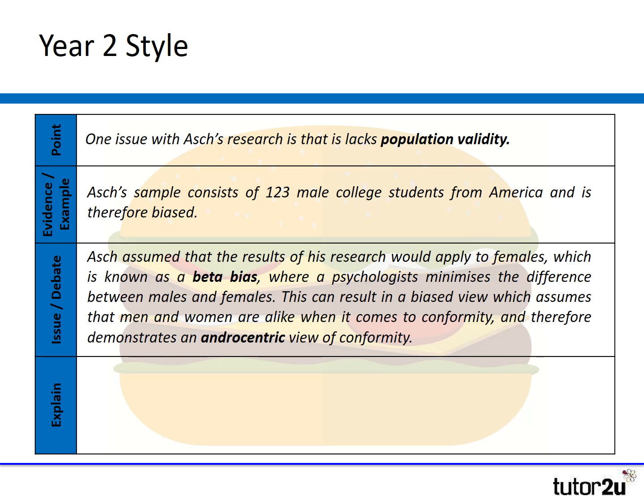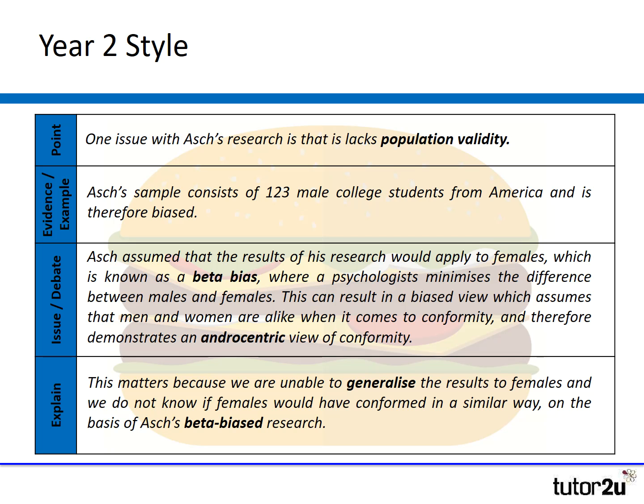This is where a psychologist minimises the differences between males and females. This can result in a biased view that assumes that men and women are alike when it comes to conformity, and therefore demonstrates an androcentric view of conformity. You will slightly change your explanation at the bottom, but not by much. This matters because we can't generalise the results to females, and we don't know if they would have conformed in a similar way on the basis of Asch's beta-biased research.